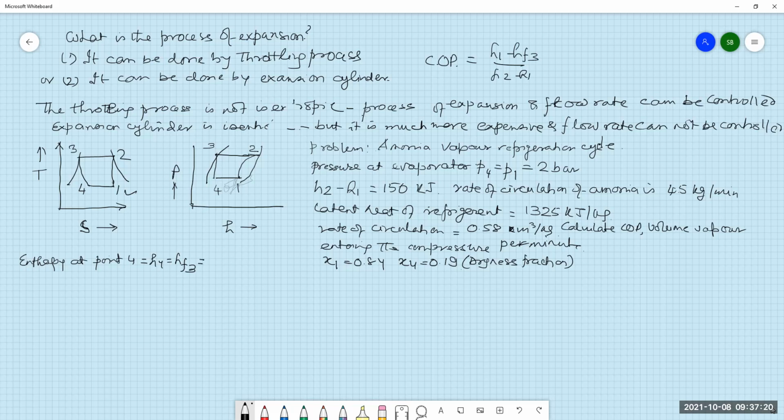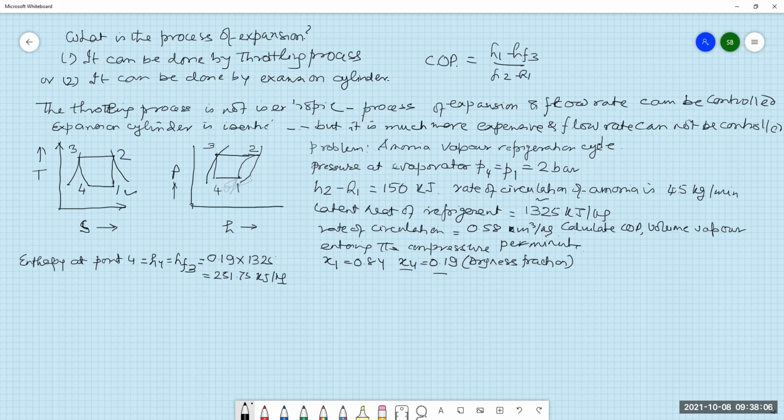What is given is the latent heat of refrigeration, 1325 kilojoules per kg. We have to multiply it with the dryness fraction at point 4, that is 0.19. So 0.19 into 1325 gives 251.75 kilojoules per kg. Now, why are we using the fraction like this? That is the most important question we have to understand.